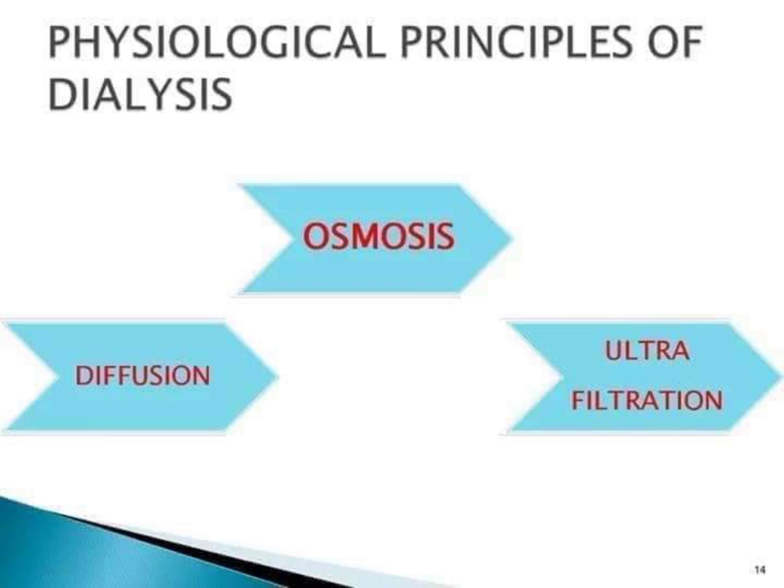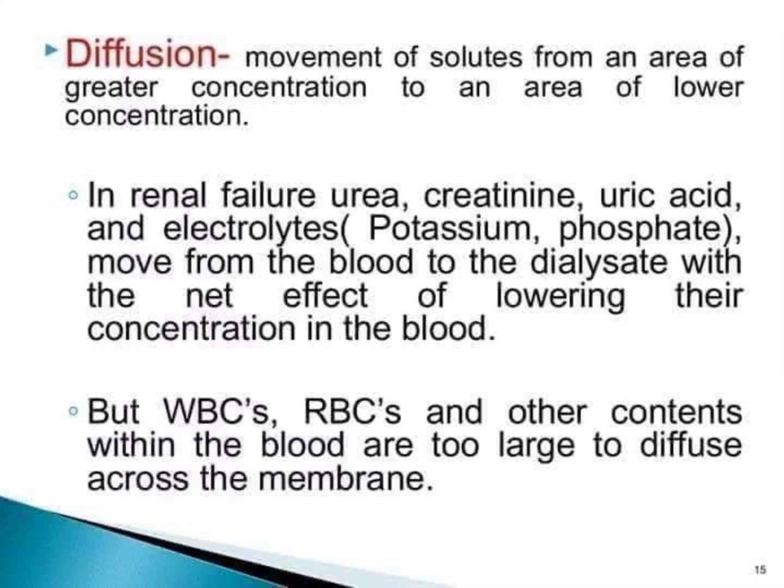Physiological principles of dialysis: osmosis, diffusion, and ultrafiltration. Diffusion is the movement of solutes from an area of greater concentration to an area of lower concentration. In renal failure, urea, creatinine, uric acid, and electrolytes move from the blood to the dialysate with the net effect of lowering their concentration in the blood. But WBCs, RBCs, and other contents within the blood are too large to diffuse across the membrane.